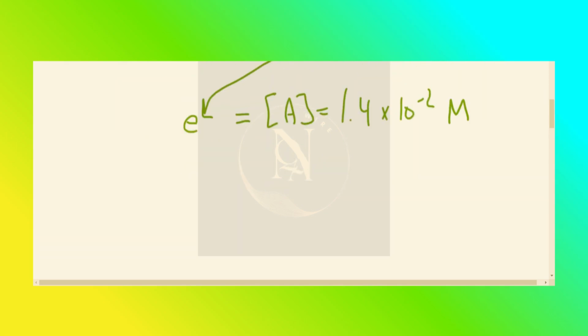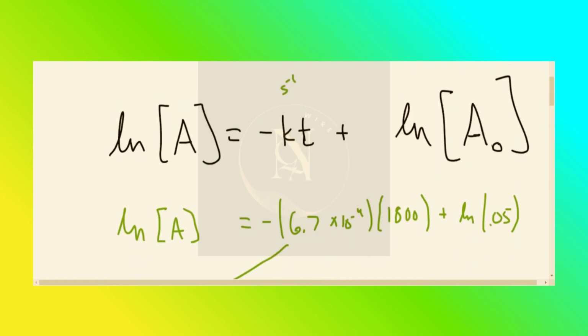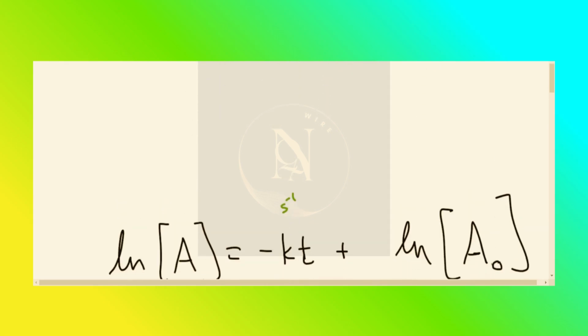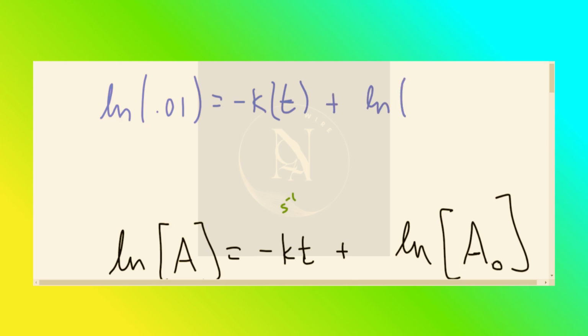Next question. Same sort of thing. Now we just plug in different things. In fact, I'll do it up here above so we can still see the integrated rate law. So this time, we're told that the concentration we're looking for at that time t is 0.01. So the natural log of 0.01 is going to be equal to negative k. I'm not going to plug that in. We already know what it is. And t is what we're looking for, plus the natural log of the initial concentration we're given, which is 0.05.